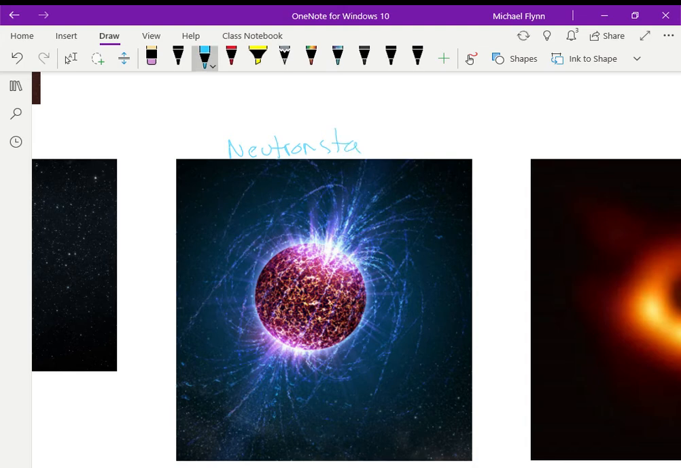Not really a star. There's no nuclear fusion going on. It's a dead star, okay? Or a pulsar. All right. So, neutron stars and pulsars.